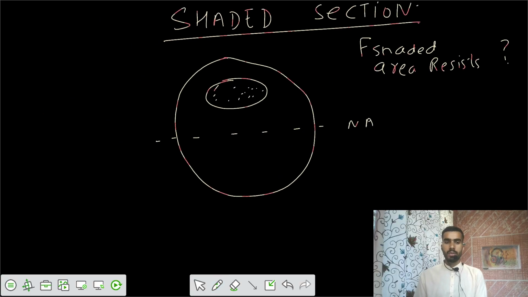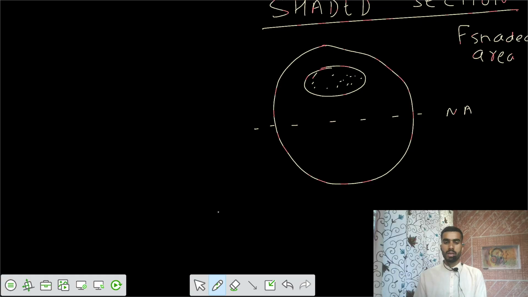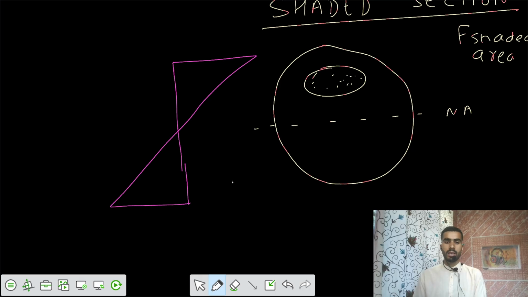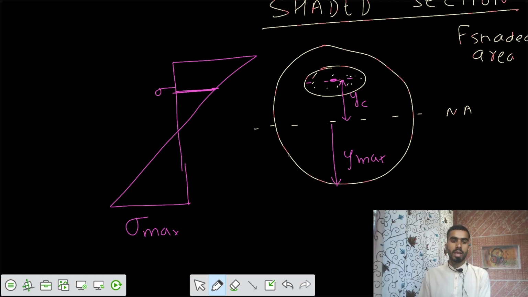So if the material is homogeneous, I know from the bending stress formula that the stress variation would be in this way. This would be sigma max at the rate of y max. And similarly, if I go to some value of sigma here, let's say I take it at the centroid, I would say the value of y is somewhere here, that we can say is some value of centroid yc. So from similar triangles, I can say sigma max per y max equals sigma by yc.